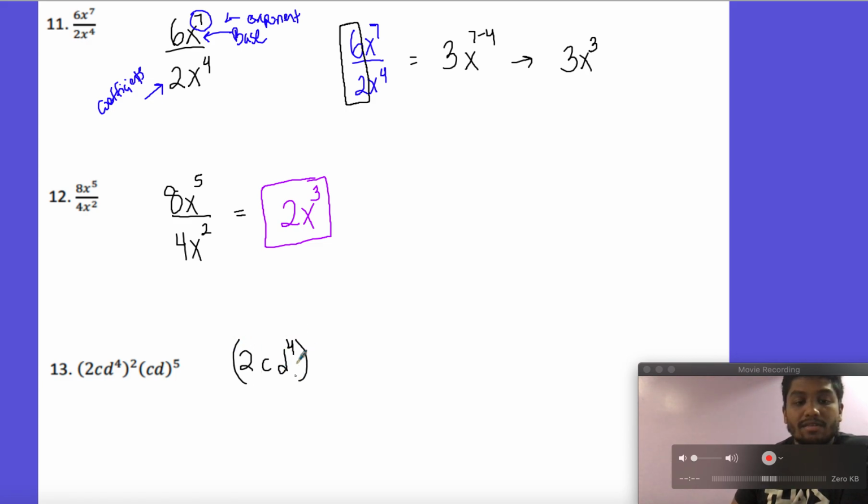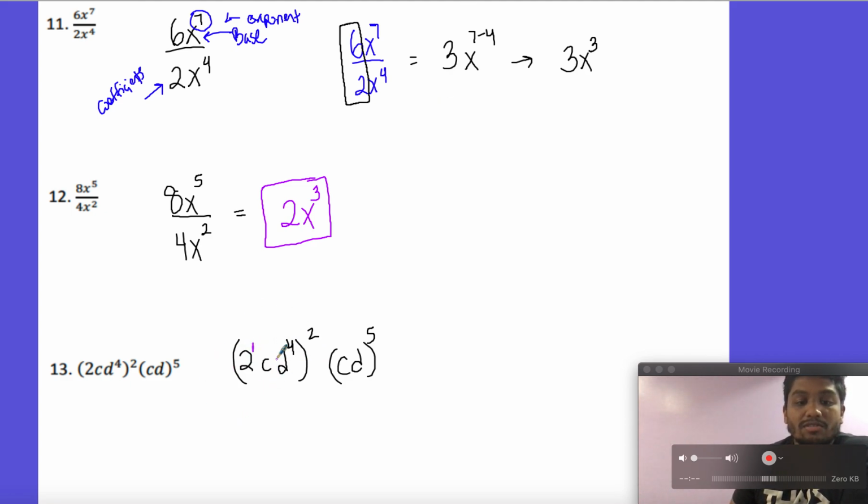Okay, all of this squared, and then cd all raised to the 5th power. And we're going to go back and try to figure out what we can do. Now, I know that this whole thing is being raised to the second power. What I don't want to do is accidentally focus only here and forget about all of this, because this is part of the parentheses. So I'm going to fill this in, right?